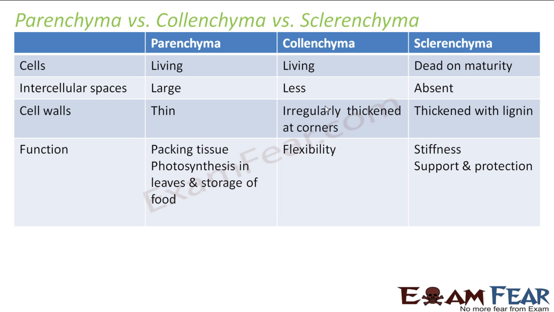and sclerenchyma. So let us have a quick comparison between the three types of simple permanent tissue, that is parenchyma, collenchyma and sclerenchyma. When we talk about cells, the cells in parenchyma are living, cells in collenchyma are also living, but in sclerenchyma the cells are living when they are young but they become dead on maturity. Next is intercellular spaces. In parenchyma, intercellular spaces are quite noticeable. In collenchyma, they are lesser and they are absent totally in sclerenchyma.